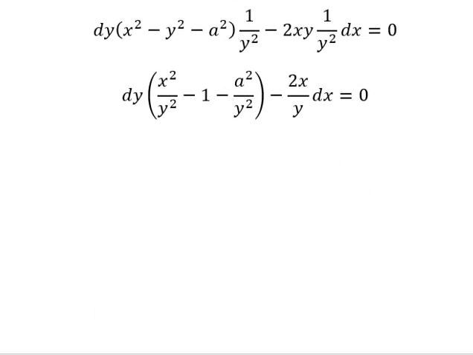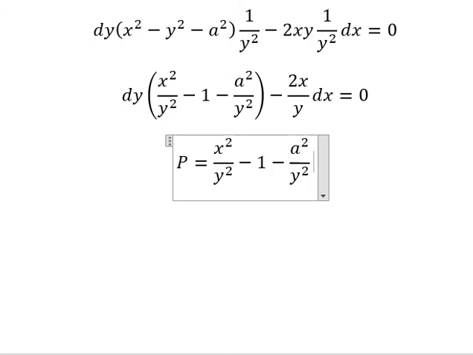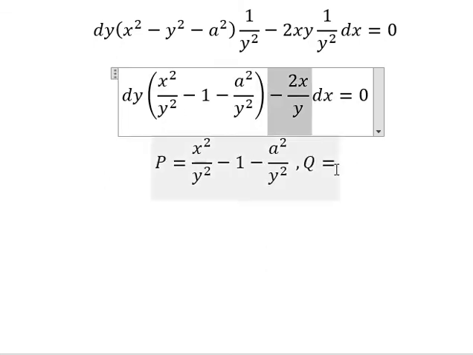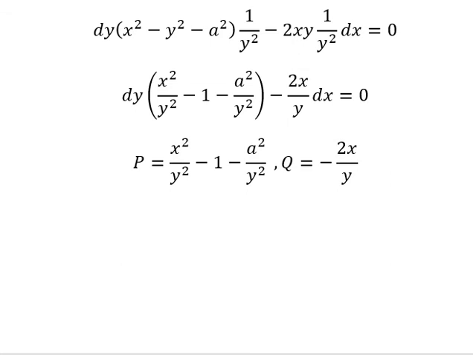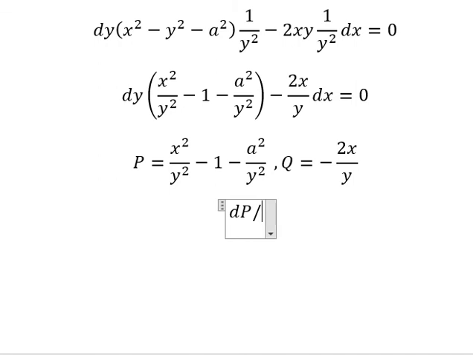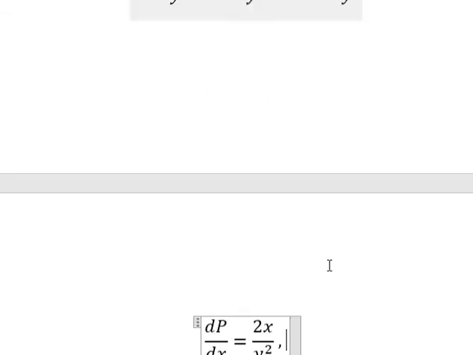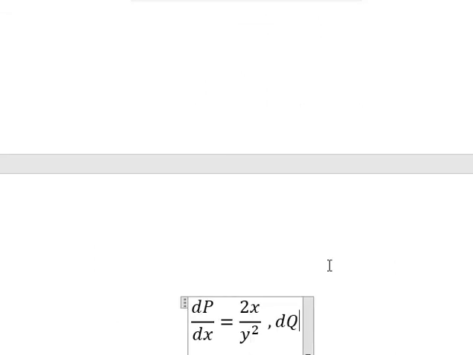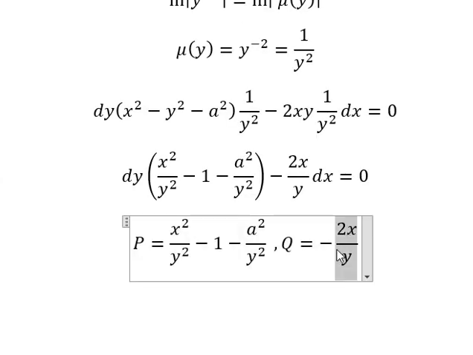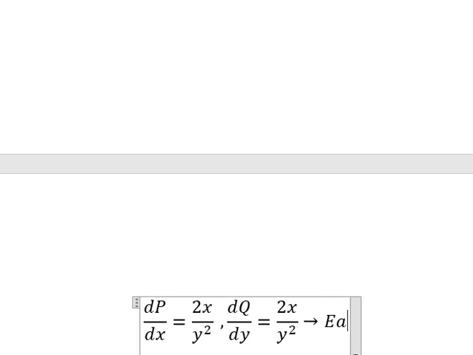So we have b equals to this one, and q equals to this one. So because we have dy, that means we do first the derivative of b with respect to x. So for this one we have 2x over y squared. About this one we have dx. That means we need to do first the derivative of q with respect to y. So that's about y in here. So if we do first the derivative, we have 2x over y squared. And we see that they are about exact.